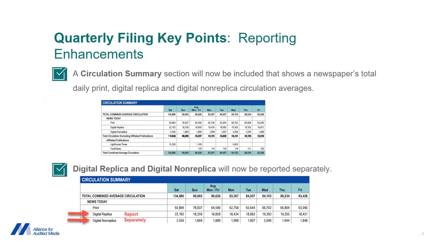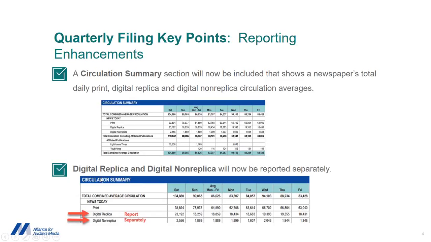What's great about this is it adds up all your print distribution, your digital, and any affiliated publication, and combines it into one total. This allows the reader of the report to see what your true picture is of your total distribution. So this is a great feature that has been added.